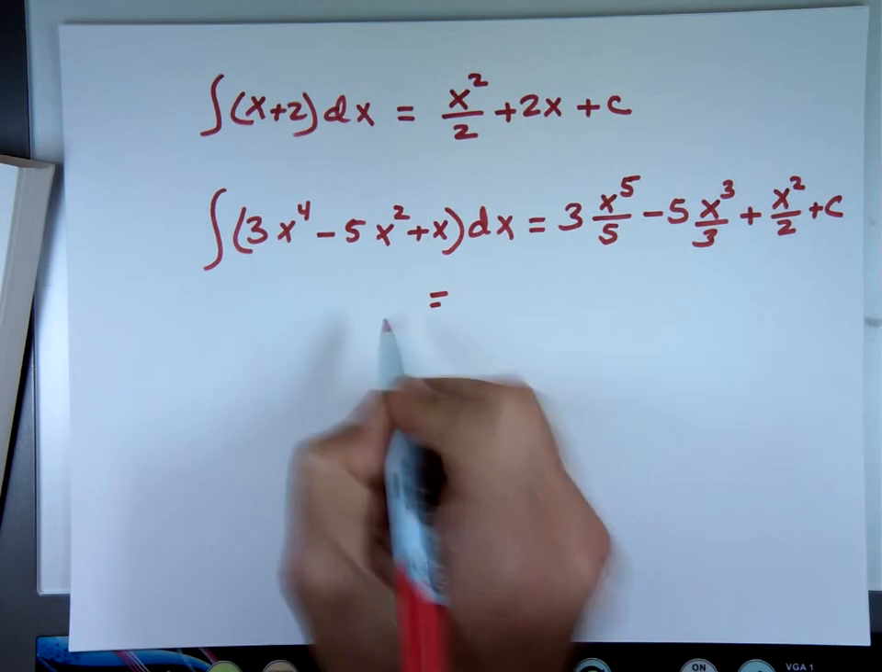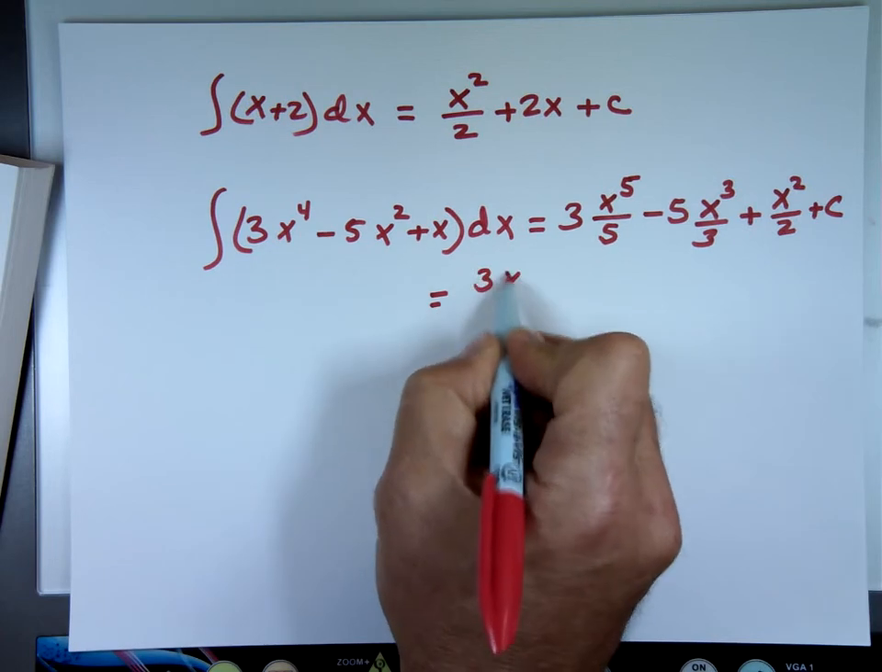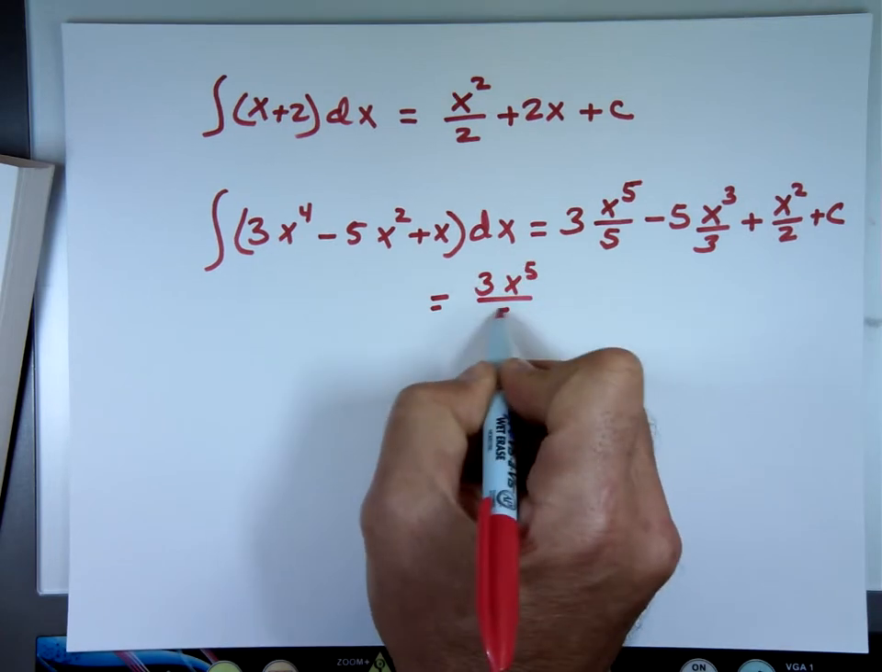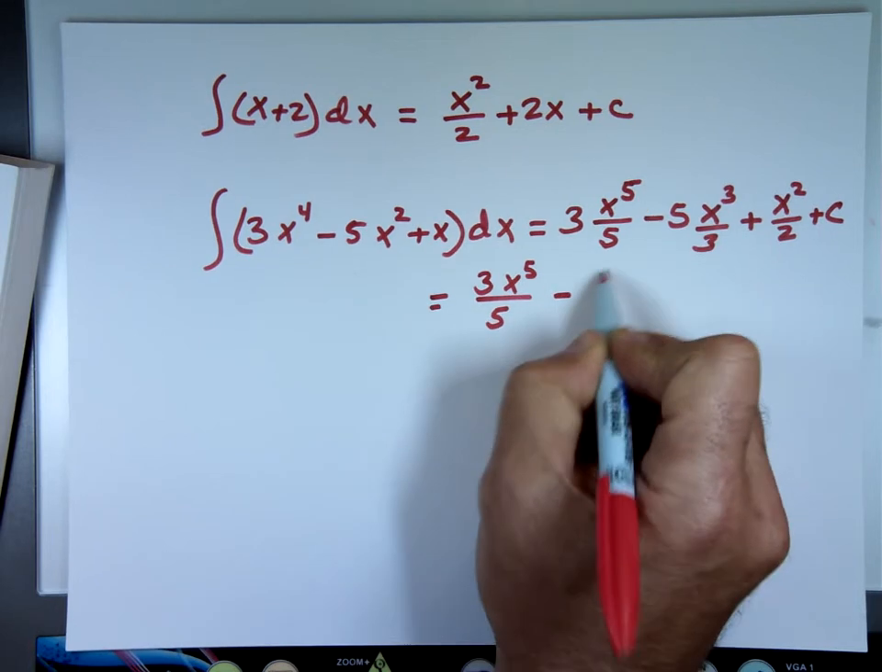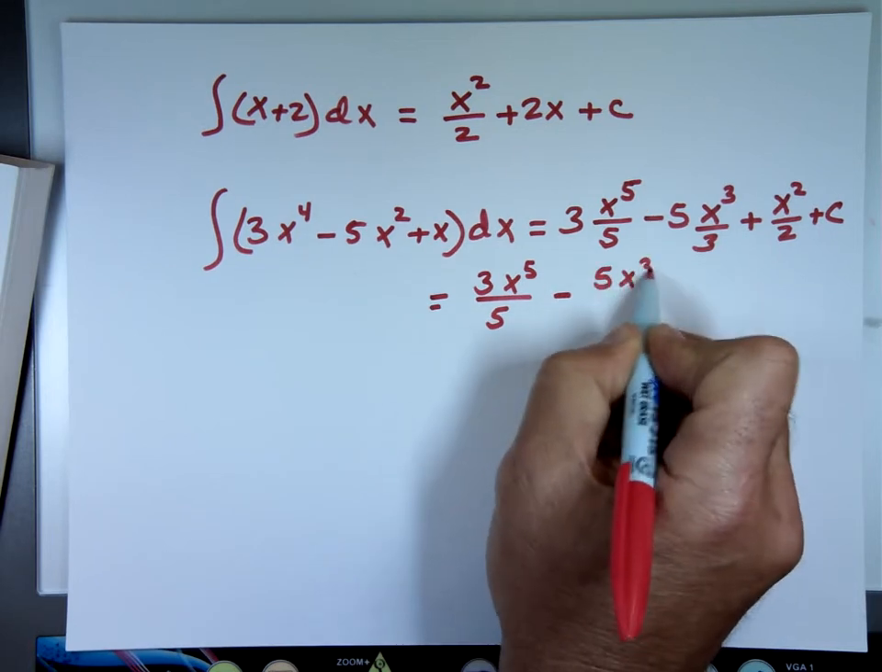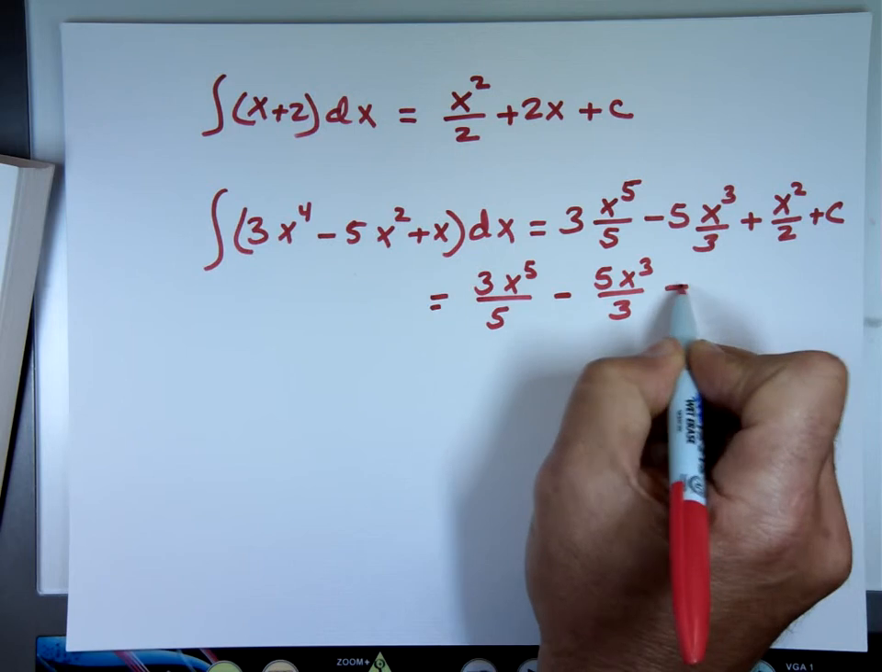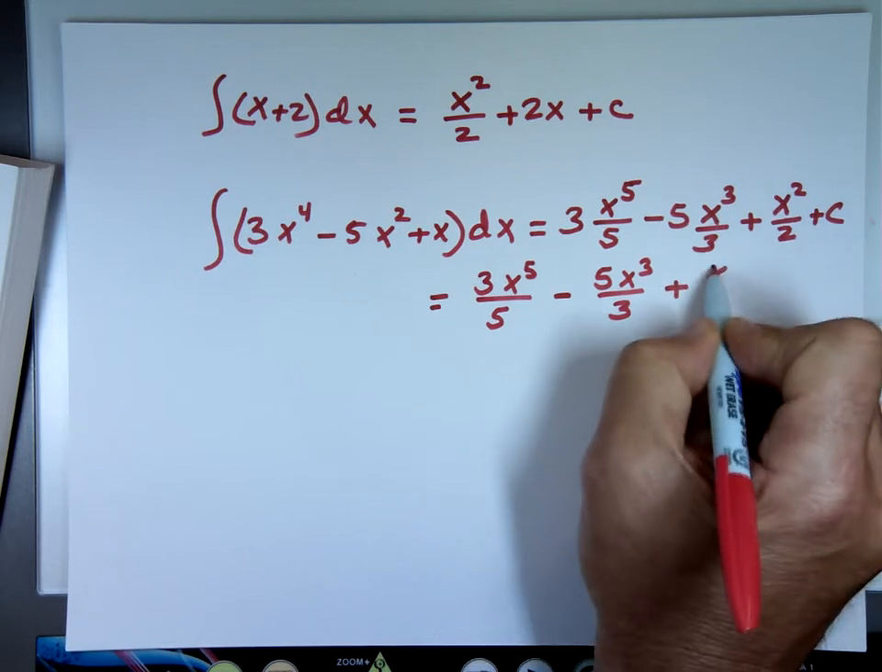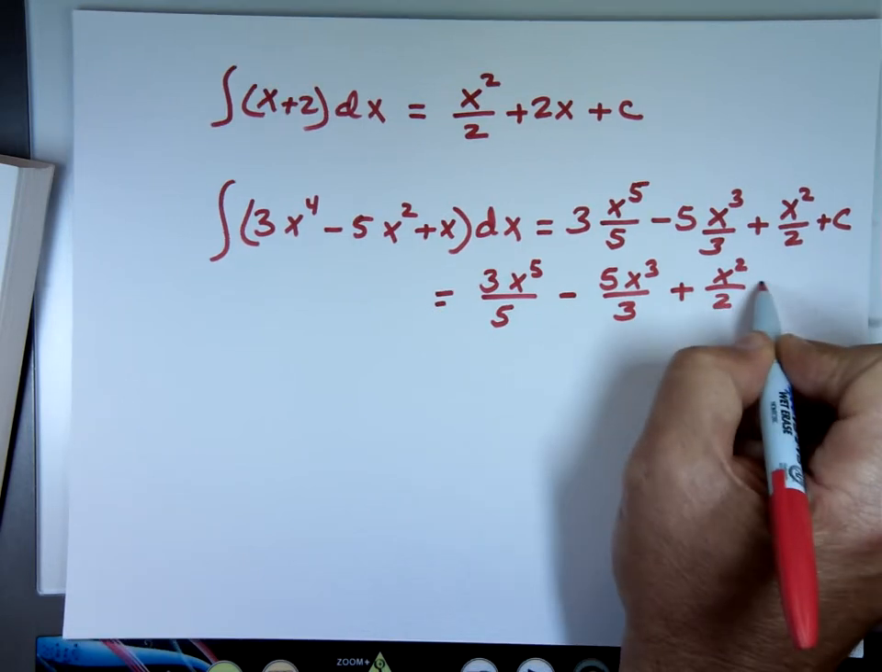So what do we have? 3x to the 5th over 5 minus 5x to the 3rd over 3 plus x squared over 2 plus c.